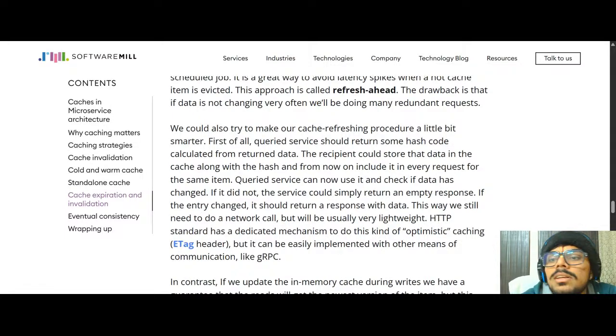The recipient could store that data in a cache along with the hash, and from now on include it in every request for the same item. The service can now use it and check if the data has been changed or not. If it didn't, then the service could just simply return. Oh, that's awesome. That's a lot better.